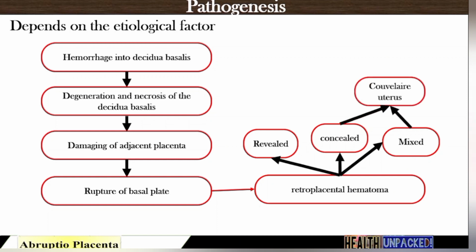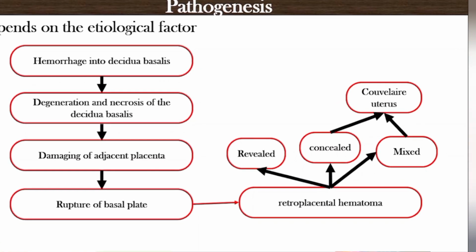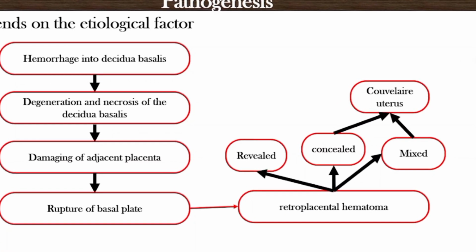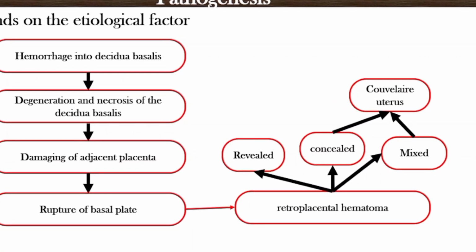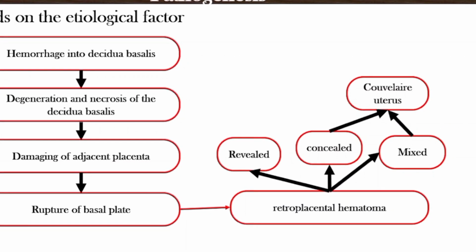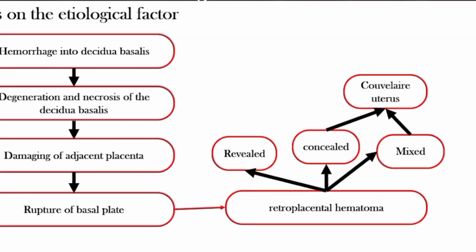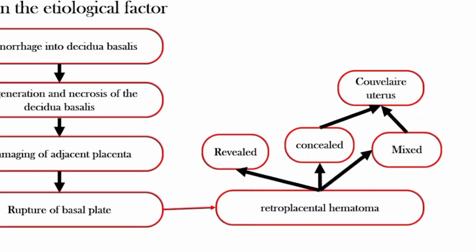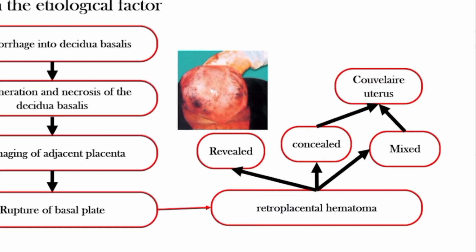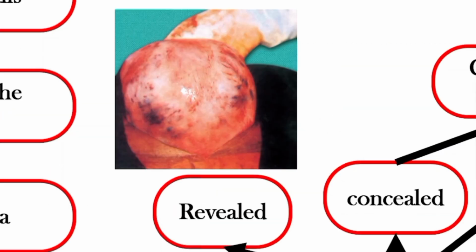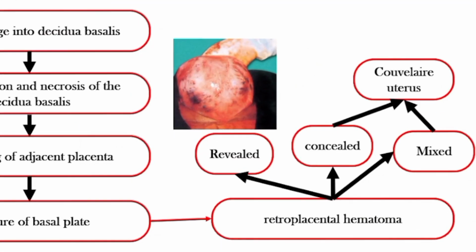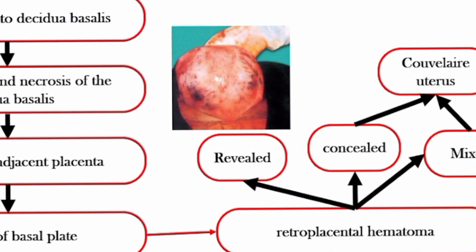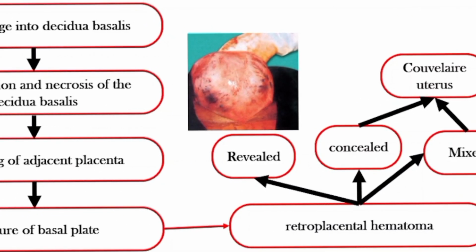Okay, in these two, the concealed and the mixed one, the blood will extravasate into the myometrial part, the muscular part of the uterus, and that may cause a Couvelaire uterus, sometimes called uteroplacental apoplexy. That's very dangerous, and the uterus may look like this, or we find this during laparotomy. This is a very rare complication, but it is very severe.